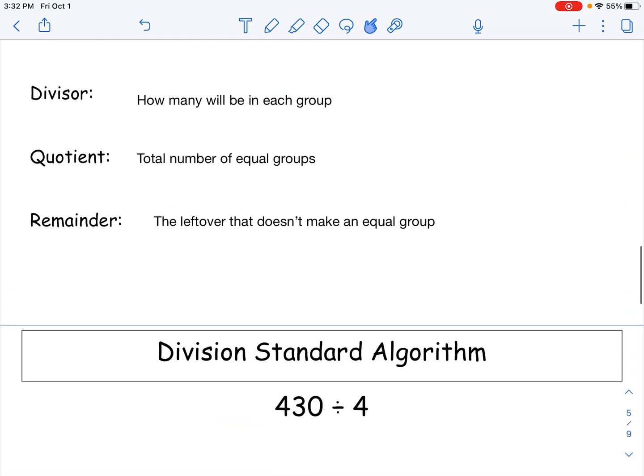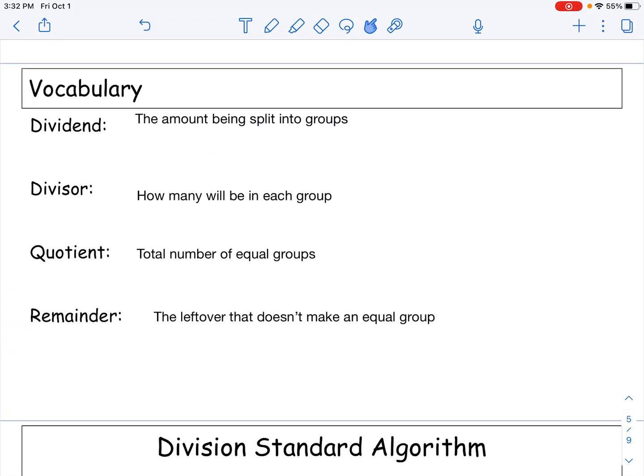Definition should be something like this. I know we kind of mix words around here and there, so if you need to pause the video to type these in, or if you already have them, you're good to go.